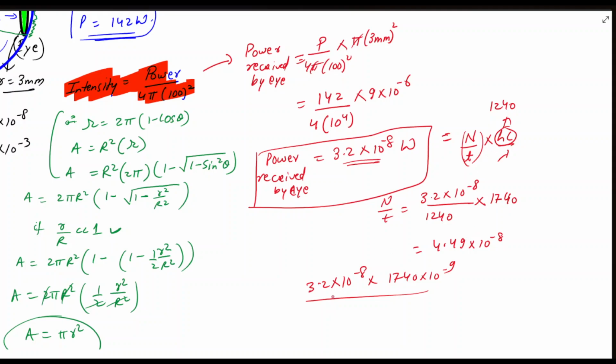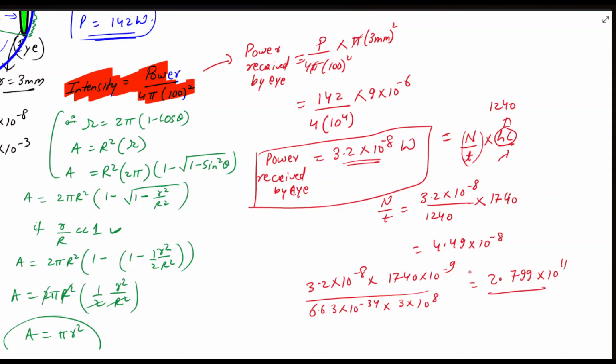Let's use this. h is 6.63 into 10 raised to power minus 34 into c. c will be 3 into 10 raised to power 8. Okay, now from this you'll get the answer, right? Let's see. 3.2 into 1740 divided by 6.63 and then divide by 3. So we are getting 2.799 into 10 raised to power 11.